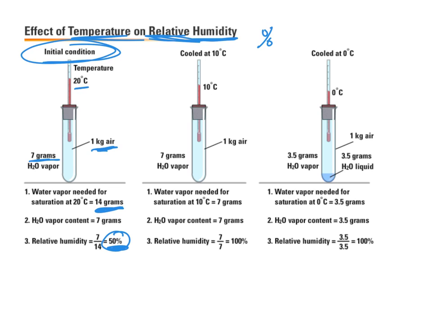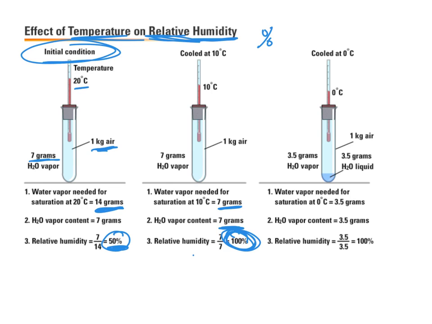Okay, now water vapor needed if I cool it to 10, notice here we only can hold 7 grams. So here we have 7 grams here. We had 7 grams of water vapor here. That gives us our 100%. 7 divided by 7 is 1. That's going to be 100%. So we'll have 100% relative humidity, or we'll say the air is saturated.